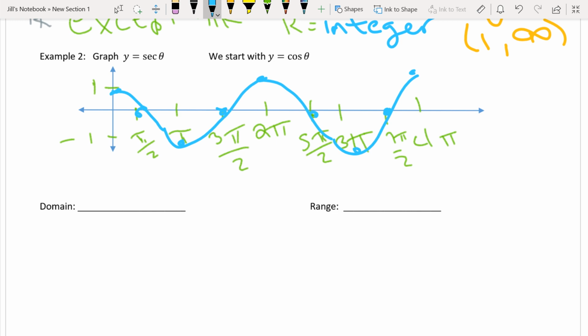Now remember, that's not part of the graph of the secant. It's just a means to get to the secant graph. So now we need asymptotes. Asymptotes occur every time your graph crosses the sinusoidal axis. So there's an asymptote at pi over 2, 3 pi over 2, because remember up above, this is where we said it didn't exist. 5 pi over 2. And 7 pi over 2.